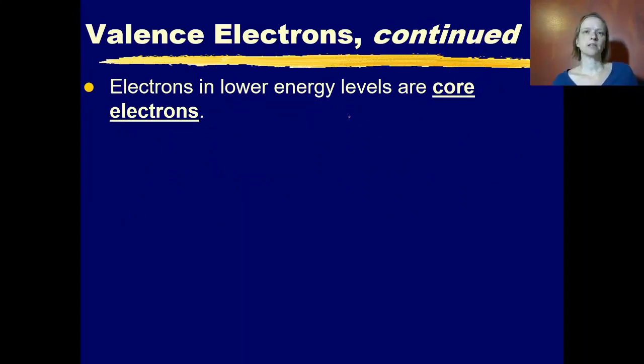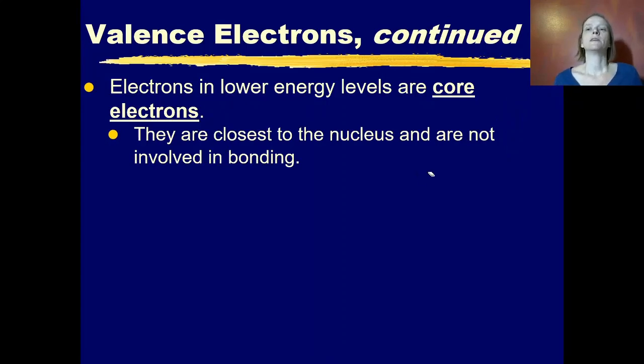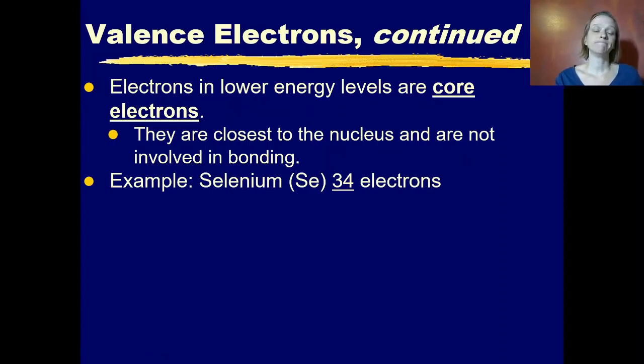The opposite of valence electrons are core electrons. If it's not a valence electron, it's a core electron. These electrons are closer to the nucleus and therefore they are not involved in bonding. So let's use selenium as an example and look at which electrons are valence and which electrons are core.